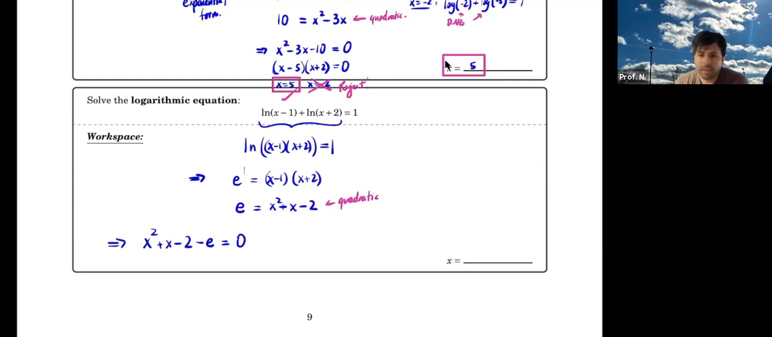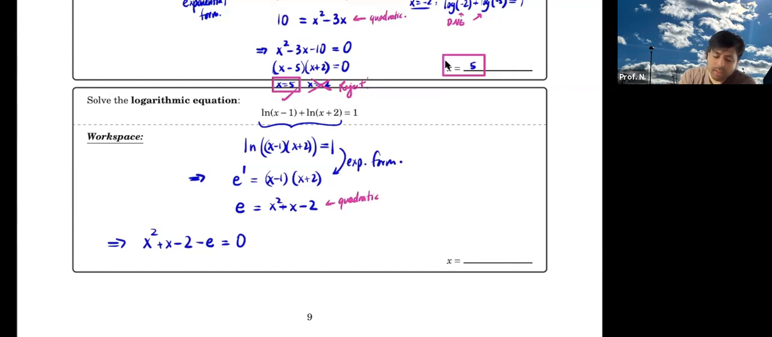What happened to the 1? Well, the 1 is right here. But e to the first power is just e, isn't it? Well, Chen, I'm rewriting this in exponential form. Remember how we did this in the previous class? We went from logarithmic to exponential form. So this is an exponential form.